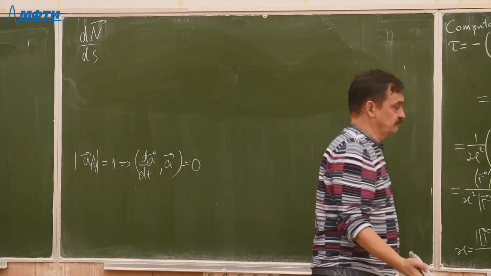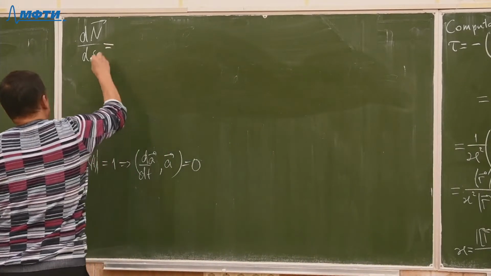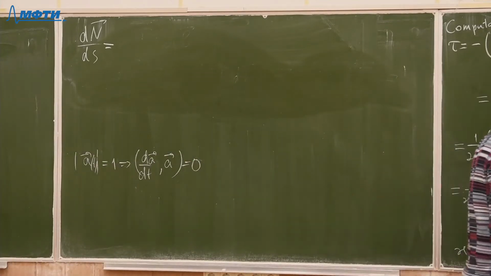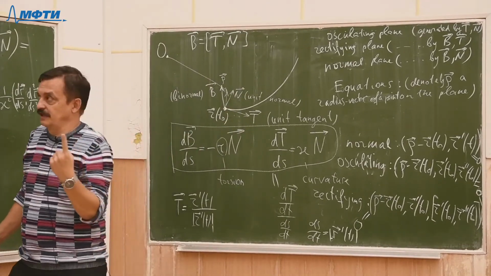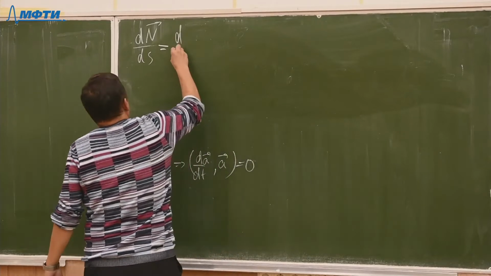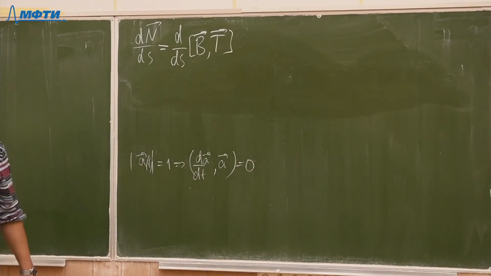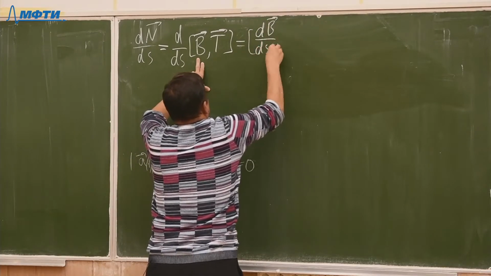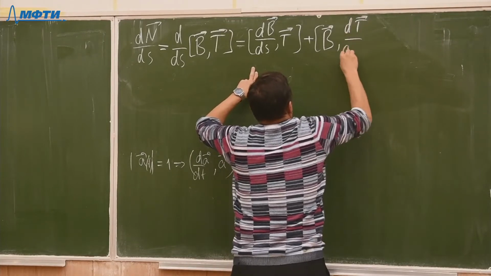So we'll use a different idea, and it will give an essentially faster way. Look, the unit normal is orthogonal to b and t, and it has unit length. Hence, we can write it as the vector product b times t. That is essentially faster. After that, we differentiate the vector product: db over ds times t plus b times dt over ds.